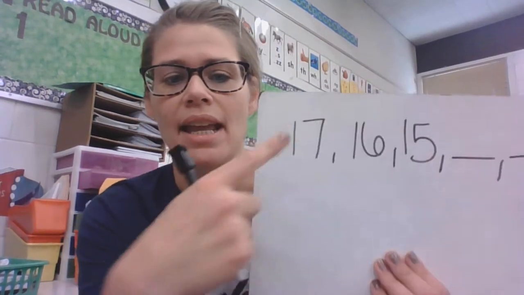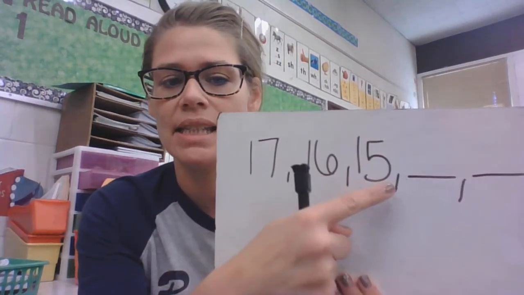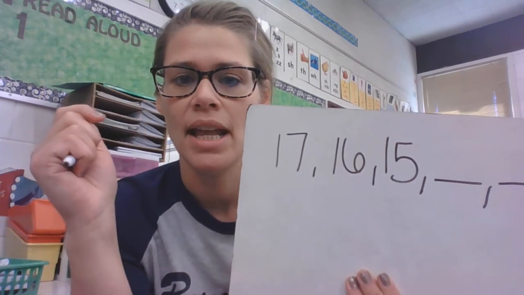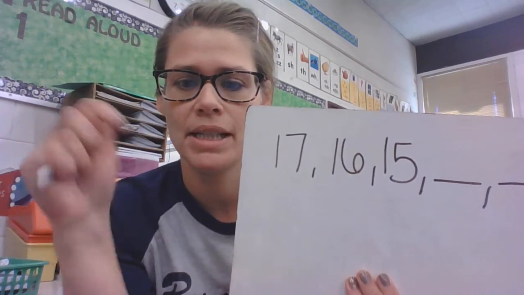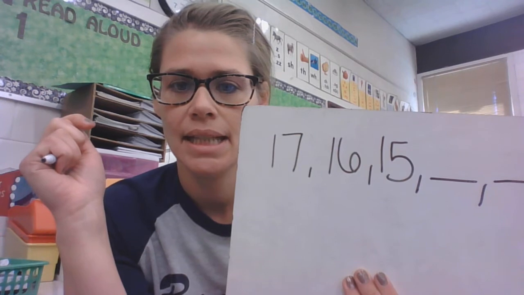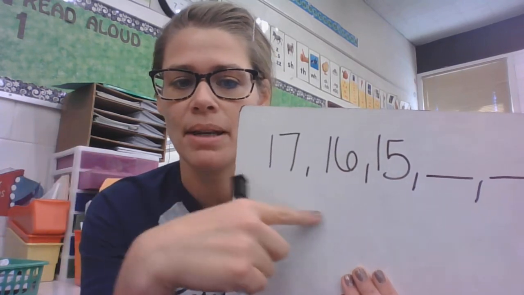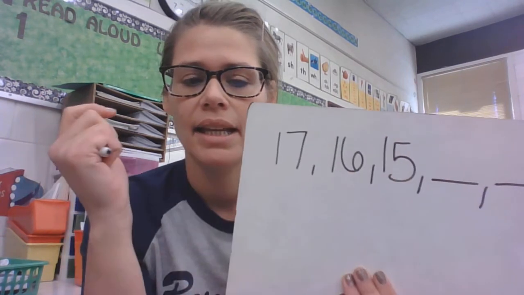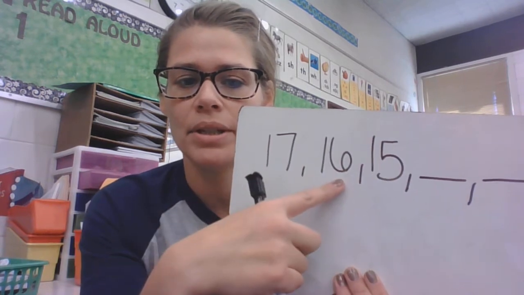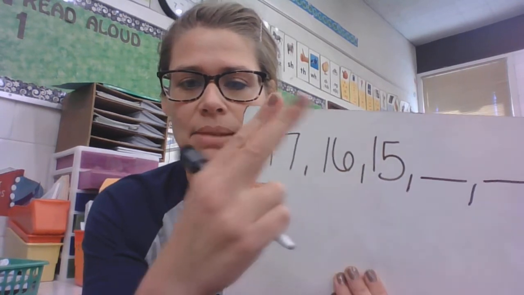Okay, this time I want to know the next 2 numbers. Okay, so I've got 17, 16, 15. My first question, is my pattern going up or is my pattern going down? This time the answer is down because my numbers are getting smaller. Okay, am I counting in order or am I skipping numbers is my second question.